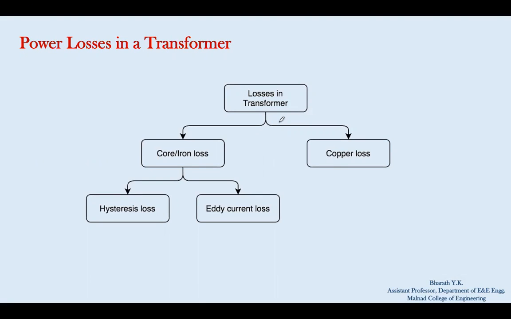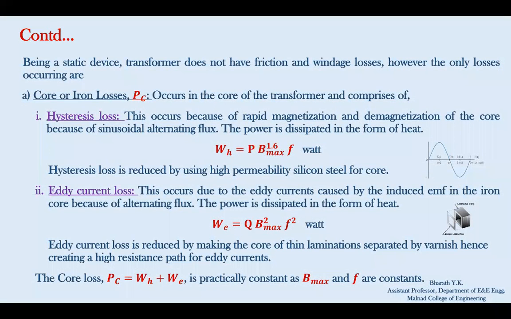These losses can be referred to in two categories: constant losses and variable losses. Constant losses are core or iron losses, and variable losses are copper losses. Further, constant losses can be subdivided into two categories: hysteresis loss and eddy current loss. So first let us discuss the core loss, which comprises hysteresis loss and eddy current loss.